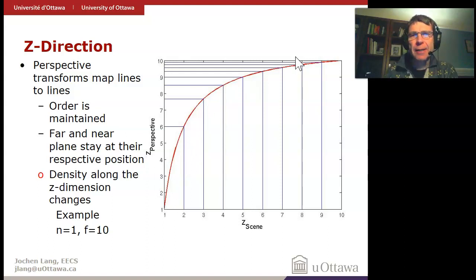So the relationship between the z in the scene and the z after the perspective projection is not linear. It makes a curve. So even though the two endpoints, the near and far plane, are the same, in between here we have this relationship, which is a 1 over z relationship. That means that the value 2 from the scene maps to a 6, the value 3 maps to over 7, and so forth, while the value 9 is basically nearly the same as the value for 10. Right? And this comes from the fact that we have this perspective divide.